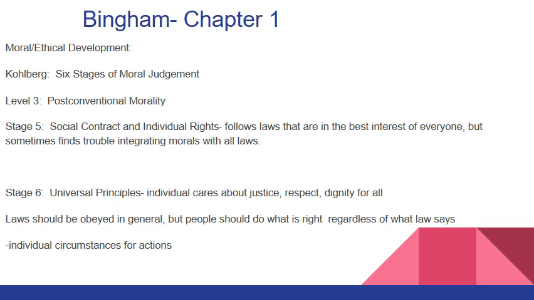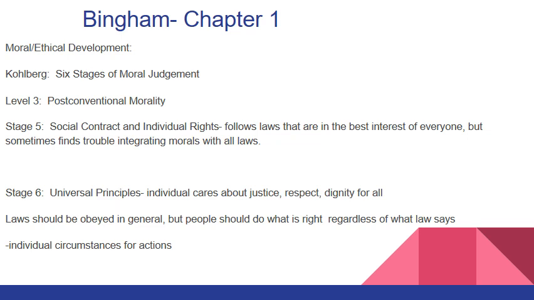The third level, which is the highest level of morality and judgment and ethics, is post-conventional morality. Stage 5 of this is called the social contract and individual rights concept of morality. During this stage, children recognize that following the law is in the best interest of everyone. But sometimes there are bad laws, and that sometimes morality does not always correlate with what the law says.